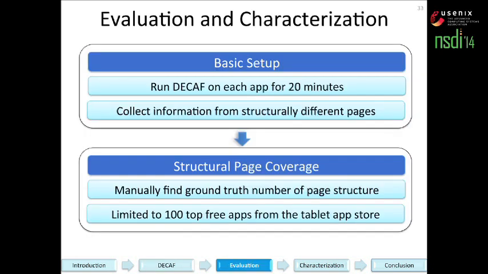To evaluate DECAF, we run DECAF on a number of apps and run each app for 20 minutes. One important goal of the evaluation is to quantify the benefits of scalability improvements, using structural similarity and the classifier we have mentioned to avoid previously visited pages. To do so, we measure the fraction of structurally different pages the monkey visits compared with the ground truth obtained from real users. Since ground truth needs to be collected from a human user, this process is not scalable, so we limit our study to the 100 top free tablet apps.